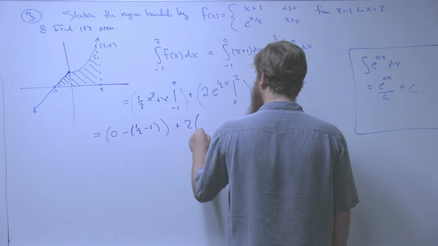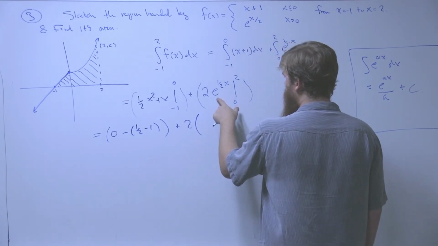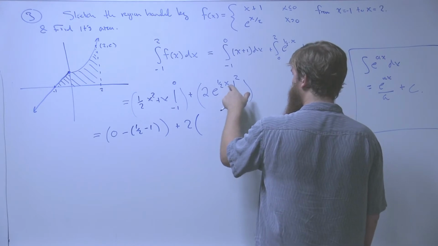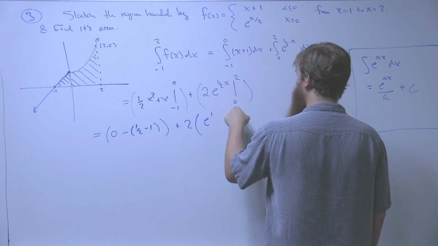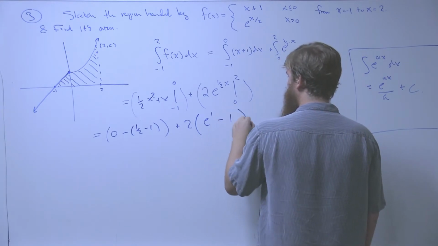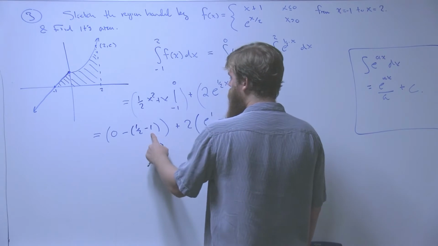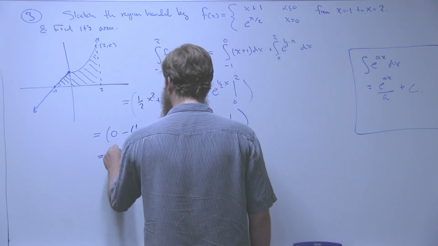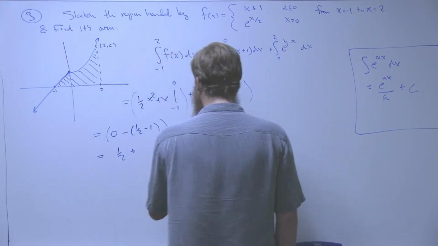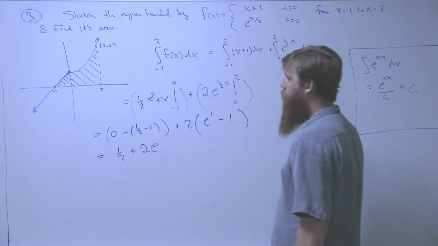I'm going to pull the 2 out before I evaluate this other piece, but it's not difficult either. So I've got e to the 1/2 times 2, which is e to the 1, minus e to the 1/2 times 0, which is e to the 0, which is 1. 1/2 minus 1 is -1/2, and negative of -1/2 is 1/2, so this whole first piece just becomes 1/2. This second piece is just 2e. And that's it.